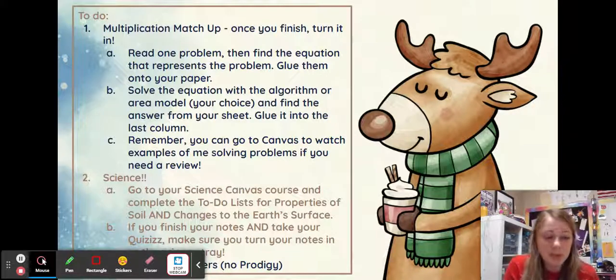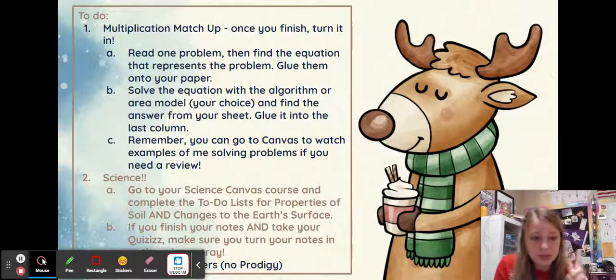Once you finish, please either put it in the tray or put it on the teacher's desk. If there's not room up at the tray, I know these are big papers, then you are going to work on your science for the week. Remember that you go to Canvas, go to your science course on Canvas, and you are doing properties of soil and changes to your surface. You need to do both of those. For each of those, remember you fill in your notes using the presentation, and then you take a quiz, okay?